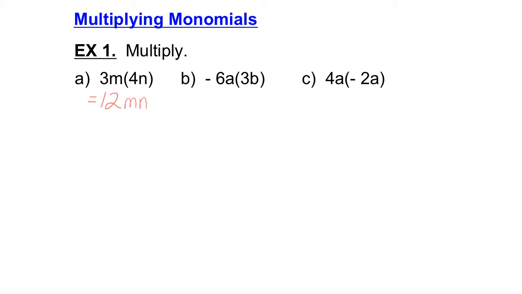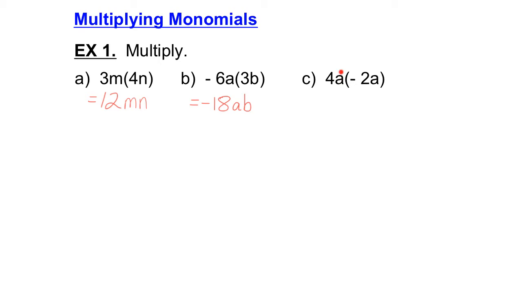The next one is similar. I have negative 6a times 3b. So I look at my coefficients, negative 6 times 3, well, that's negative 18. And then a times b is just ab. So my answer here is negative 18ab.